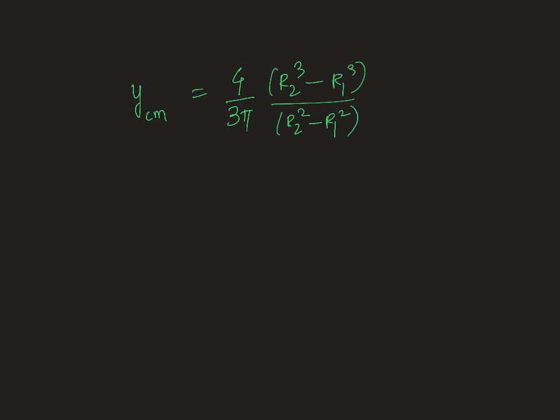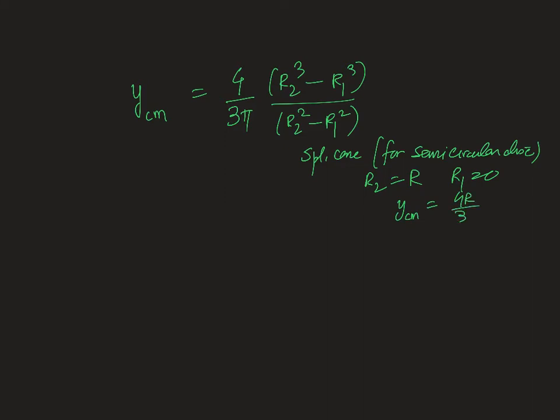Now the special case for the semicircular disc. So R2 you put as R and R1 you put as 0, then you get YCM is equal to 4R by 3 pi.